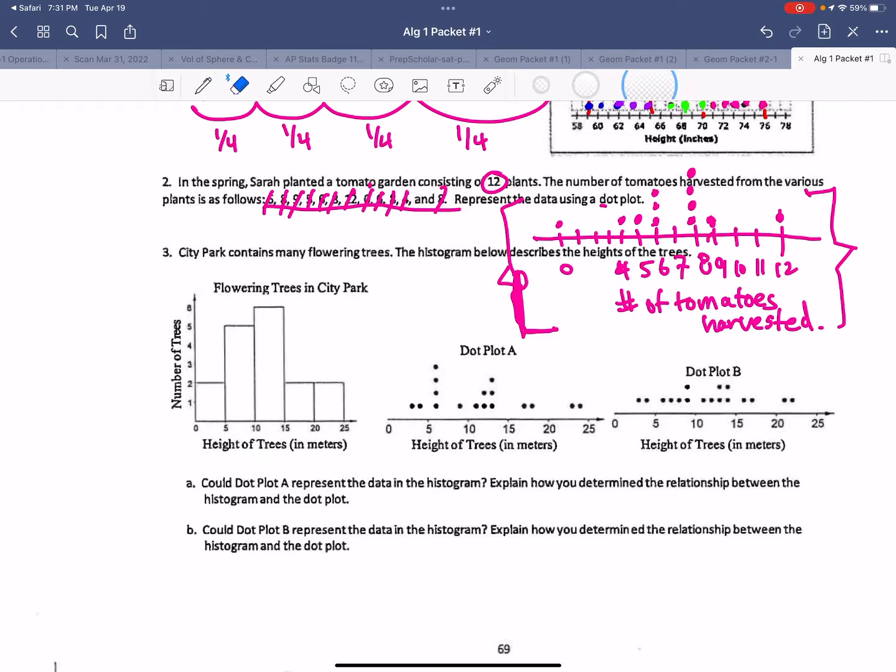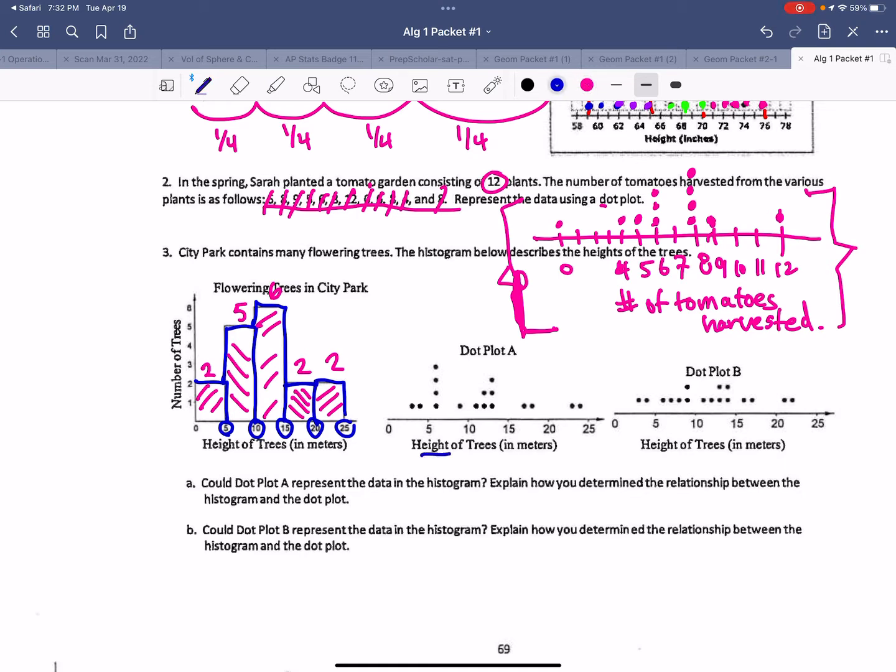Okay, next question. City parks contain many flowering trees. This histogram below describes these heights. Okay, so here are the heights of the trees in meters. Small trees, medium, tall, extra tall, and giant. Okay? So under each of these, we have 2 of the small trees, 5 of the medium, 6 of the tall, 2 of the extra tall, and 2 of the giants. That's what we have in our histogram.